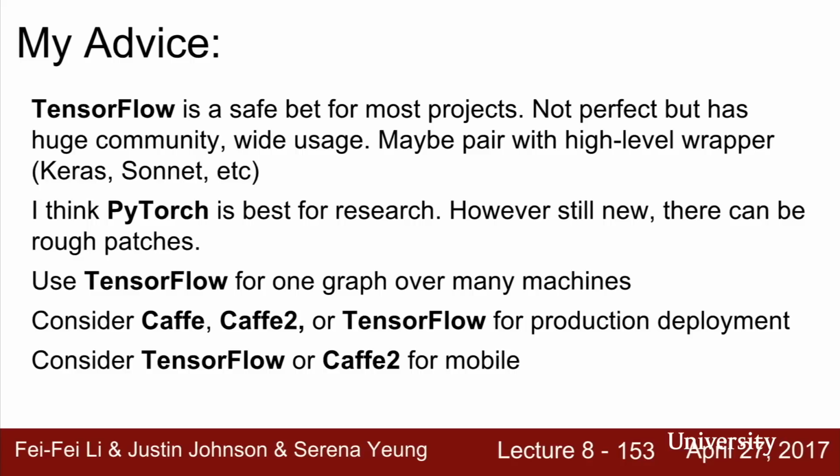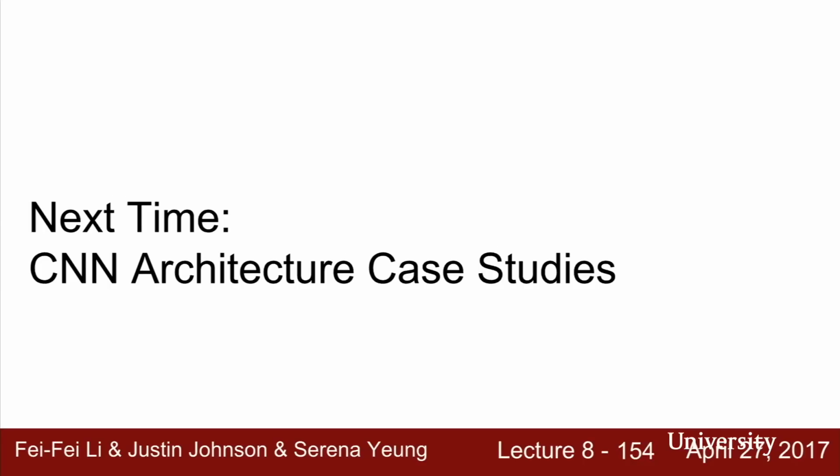I personally think PyTorch is really great for research. If you're focused on just writing research code, I think PyTorch is a great choice. But it's a bit newer, it has less community support, less code out there, so it could be a bit of an adventure. If you want more of a well-trodden path, TensorFlow might be a better choice. If you're interested in production deployment, you should probably look at Caffe, Caffe 2, or TensorFlow. And if you're really focused on mobile deployment, I think TensorFlow and Caffe 2 both have some built-in support for that. So it's kind of unfortunate. There's not just one global best framework. It depends on what you're actually trying to do, what applications you anticipate. But these are my general advice on those things. So next time, we'll talk about some case studies about various CNN architectures.